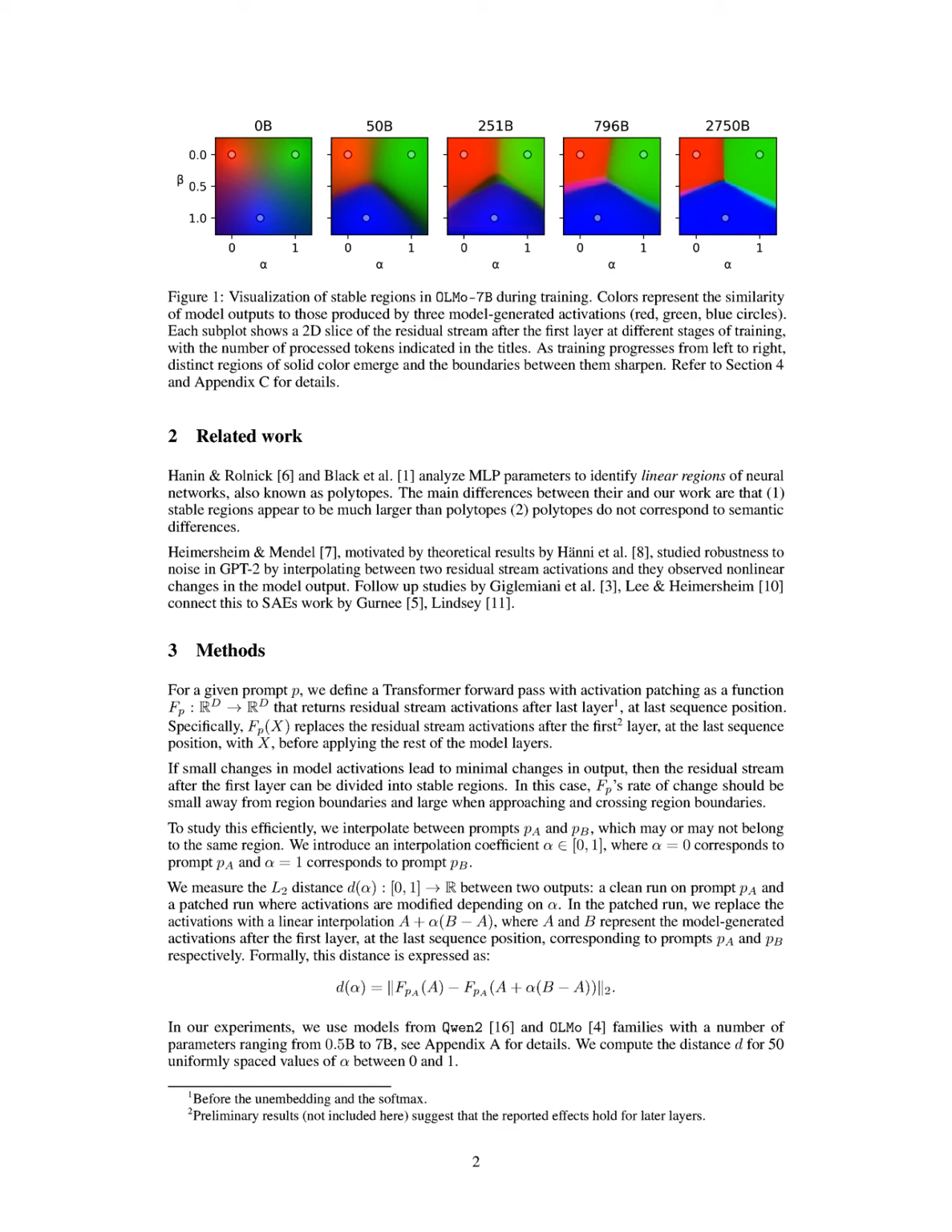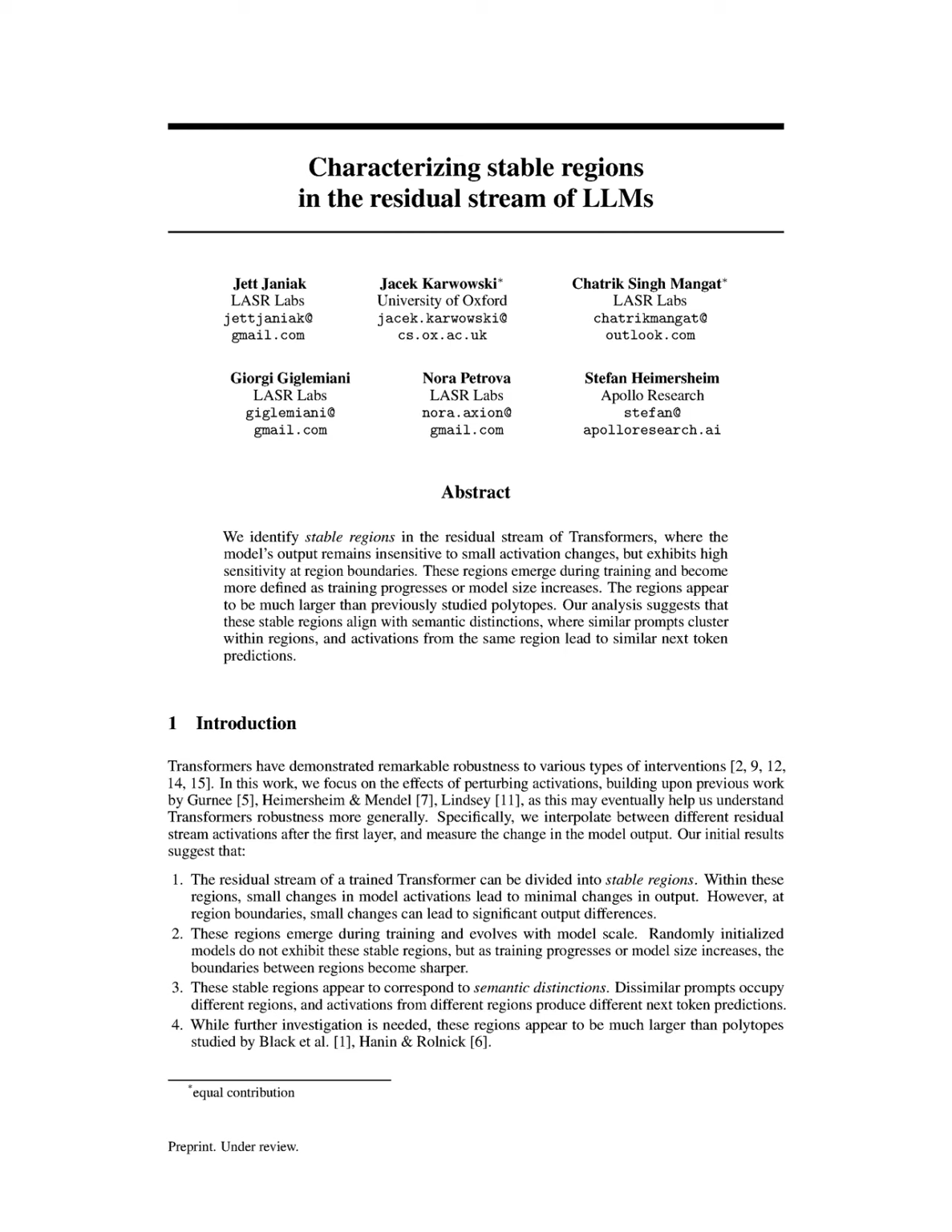The distance between the outputs of the clean run on P_A and the patched run is measured using the L_2 norm, expressed mathematically as d(α) = ||f_{P_A}(A) − f_{P_A}(A + α(B − A))||_2. This formulation allows us to assess how small changes in activations affect the model's output, revealing the presence of stable regions and their boundaries based on the rate of change in d(α).